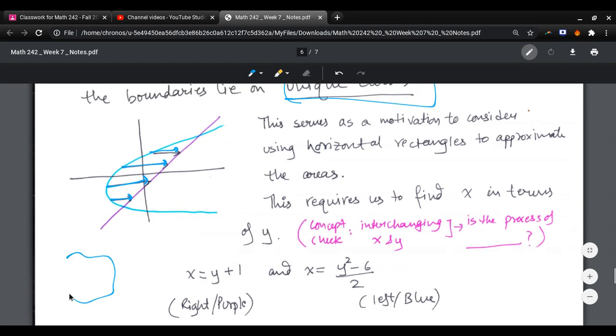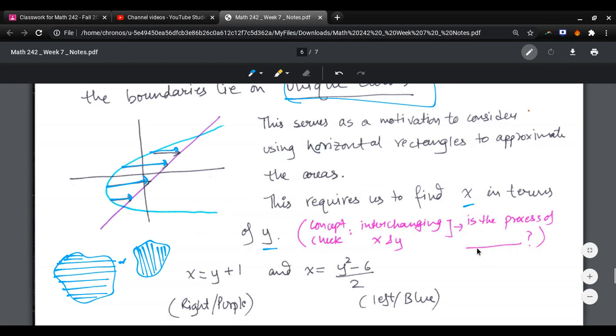Because really, if you are approximating this area, you can also do it by slicing it horizontally, right? Or you could approximate using vertical. So both of them are equal. Now this requires us to find x in terms of y.